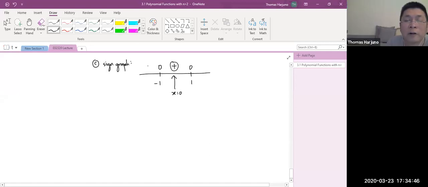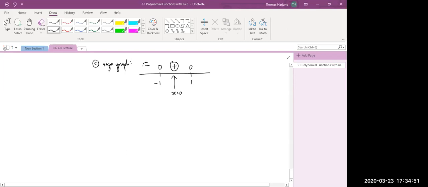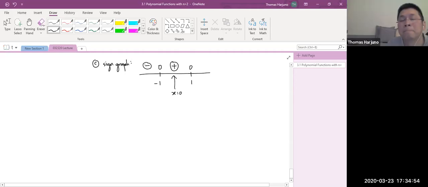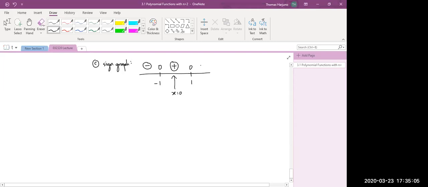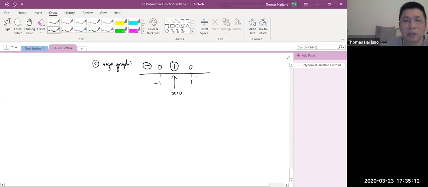So what's the sign here? Negative. Why? Because the multiplicity of the zero here is 1, which is odd. That's right. Now how about the sign here then? That would probably be positive because the multiplicity is 2 there, even. That's right. Because the multiplicity of x equals 1 as a zero is 2, which is even, the sign will also be positive, the same sign.